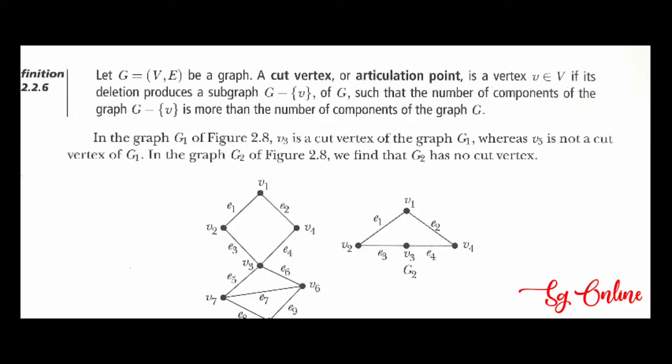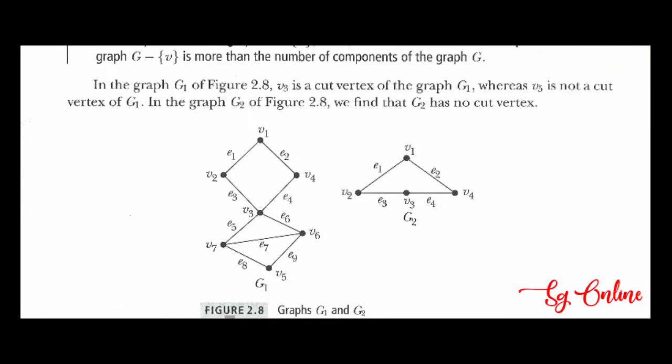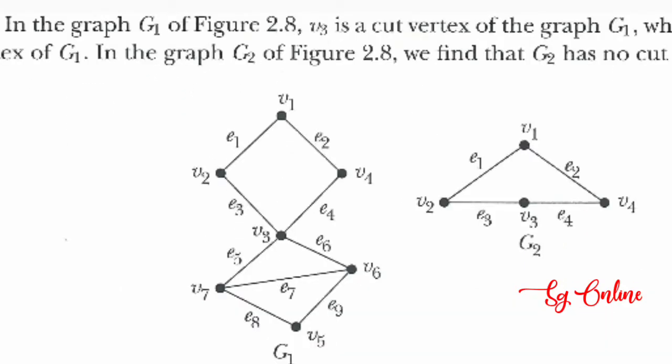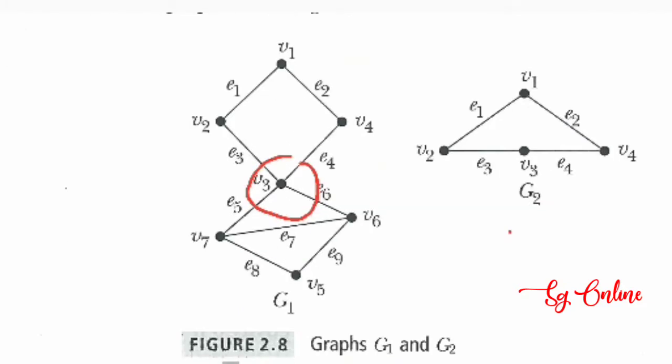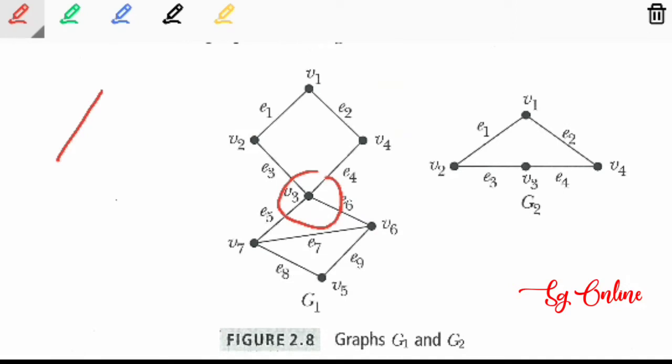If you look at the two graphs in this figure, you see the vertex V3. If you delete the vertex V3 from this graph, you see the graph becomes disconnected. It has this part and this part. So the graph becomes disconnected by deleting the vertex V3. So this type of vertex we call a cut vertex.